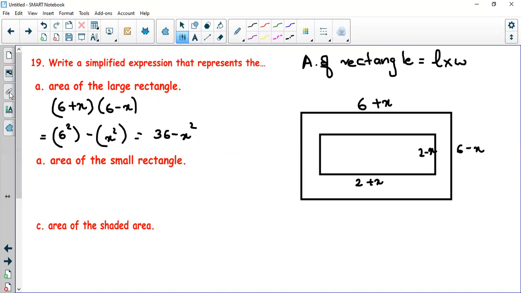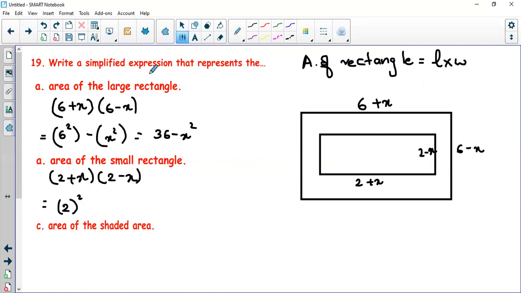Now moving to the smaller one, the area of the smaller rectangle. The length of the rectangle is 2 plus x and the width is 2 minus x. So it's going to be written this way, 2 plus x times 2 minus x. We are just multiplying the width with the length to get the area.